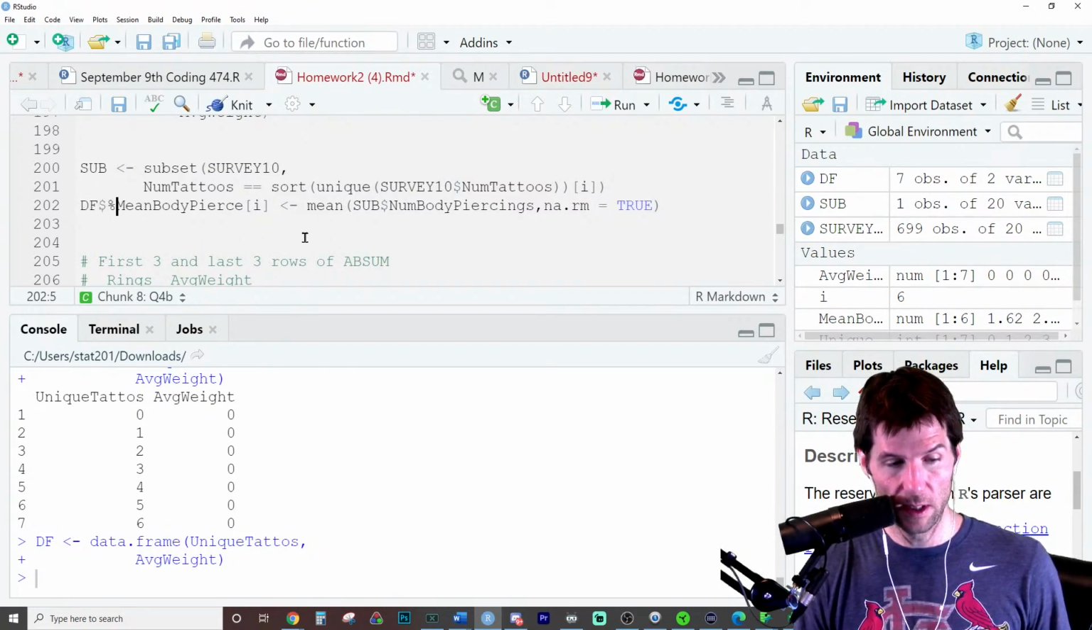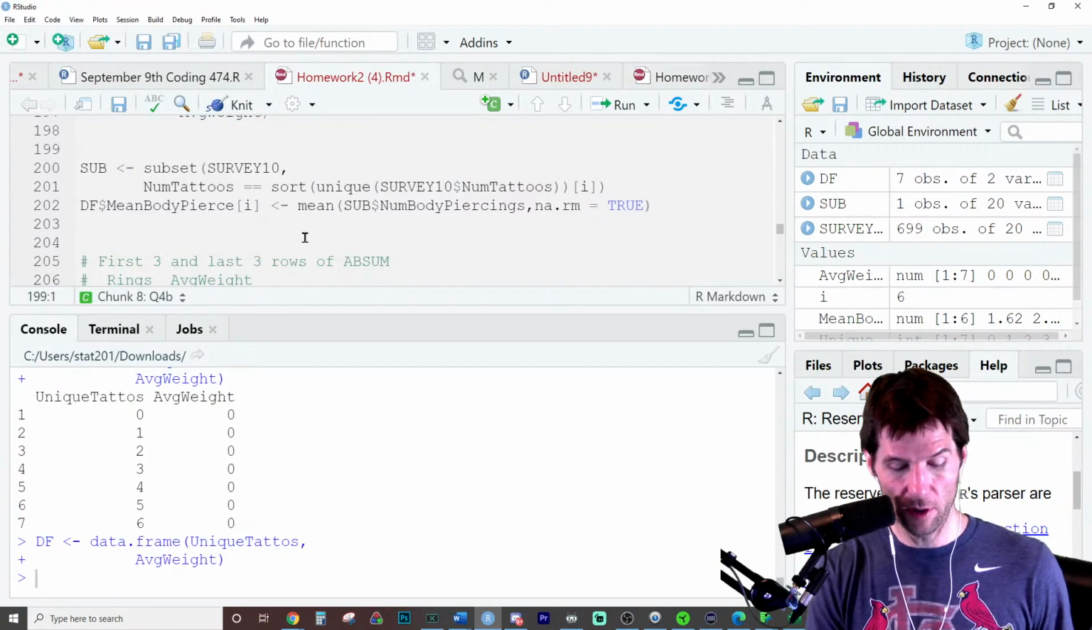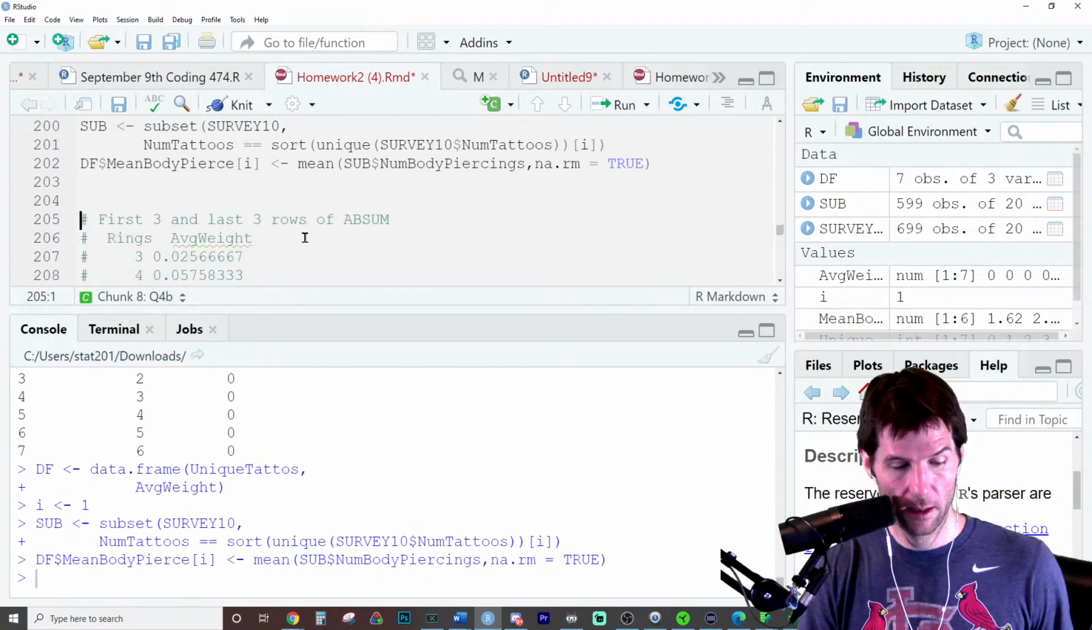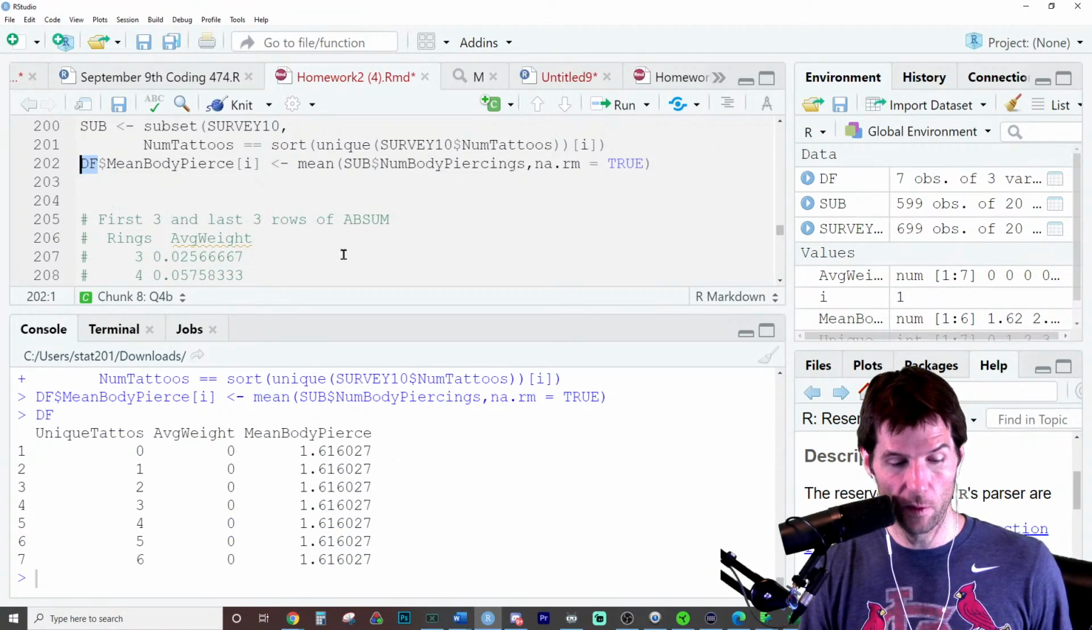And now I'm going to store it into the DF right here. So let's try running this with I save into 1. And did this run? Let's look at our data frame now. Ooh, no.